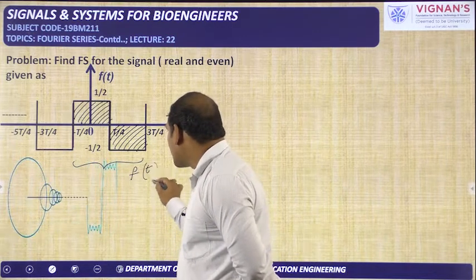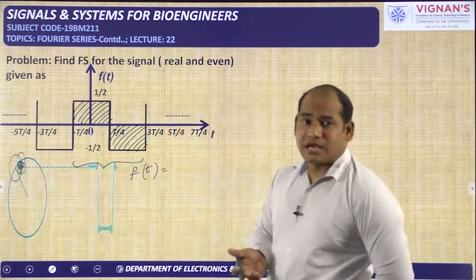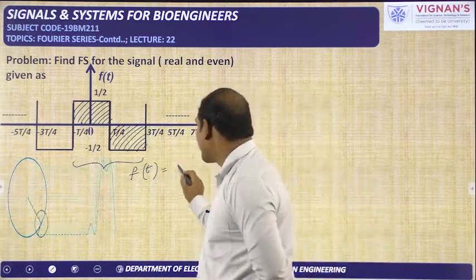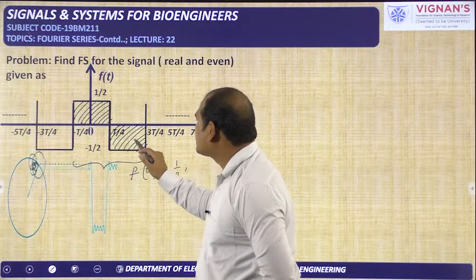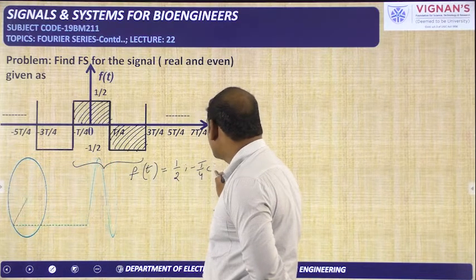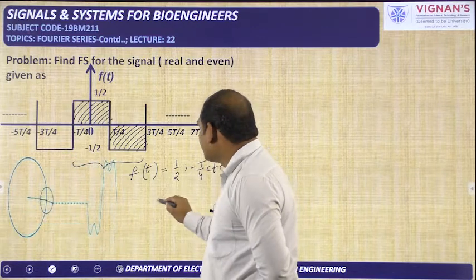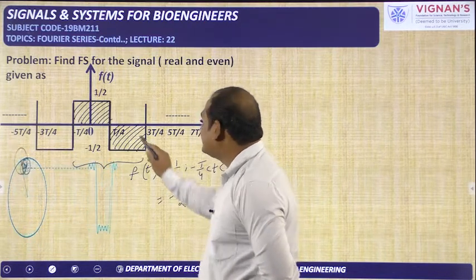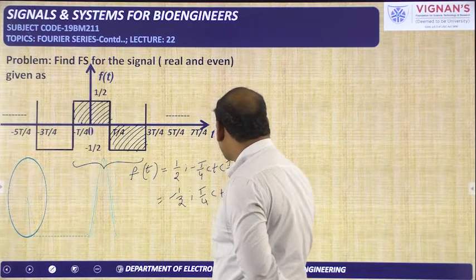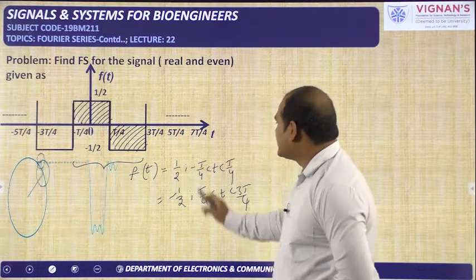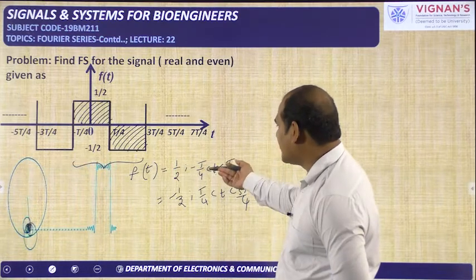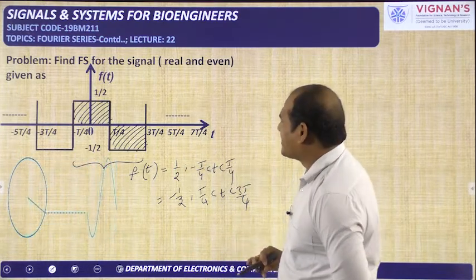Over one period we have to define the signal, because in the formulas we are going to do the integration over one period only. So f of t is equal to 1 by 2 when t is changing from minus T by 4 to plus T by 4, and f of t is equal to minus 1 by 2 when t is changing from T by 4 to 3T by 4. So over one period, from minus T by 4 to 3T by 4, we have defined the f of t formula.